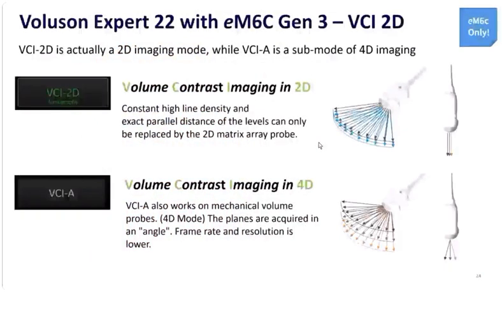So what's the difference? Both of them are VCI, so the volume contrast imaging. The one in 2D has constant high line density and exact parallel distance of the levels, which can only be replaced by the 2D matrix array. And also, in contrast to the 4D modification of that technique, this modality has a very high frame rate and very good resolution. So that's why this is a really revolutionary technique for improving our imaging.